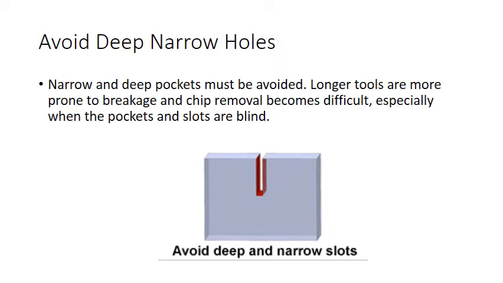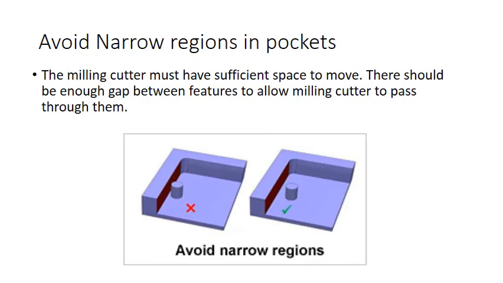Narrow and deep holes should be avoided because longer tools are more prone to breakage and chip removal becomes difficult, especially when the pockets and slots are blind. So this type of slot is not recommended. The milling cutter requires sufficient space to move. Therefore, narrow regions in pockets must be avoided so that there is space for the milling cutter to move.